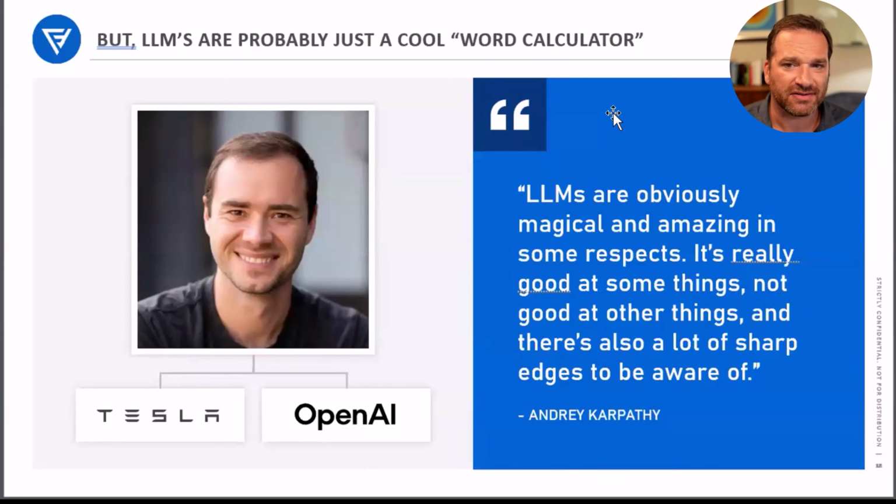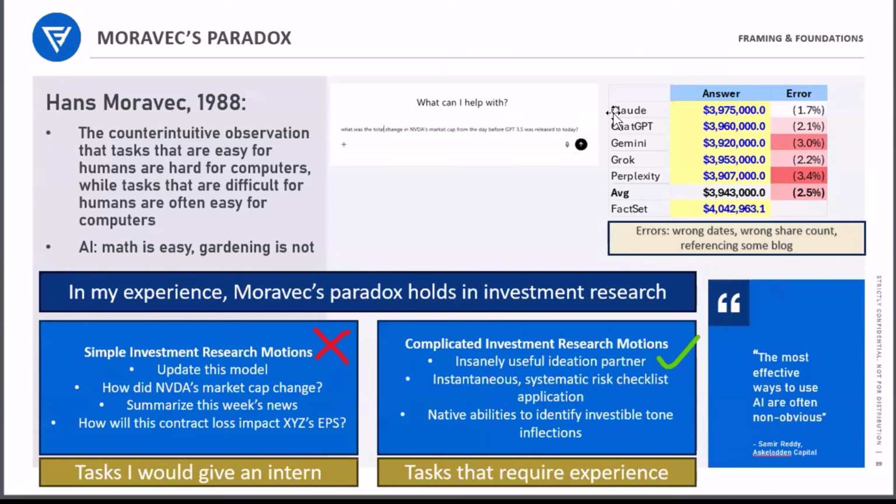And there's a lot of sharp edges to be aware of. That seems like a really balanced statement for which I agree. I read about this paradox on Twitter a few months ago, and I've been thinking about it a lot. It's called Moravec's paradox, the counterintuitive observation that certain tasks that are easy for humans are hard for computers, while tasks that are difficult for humans are often easy for computers.